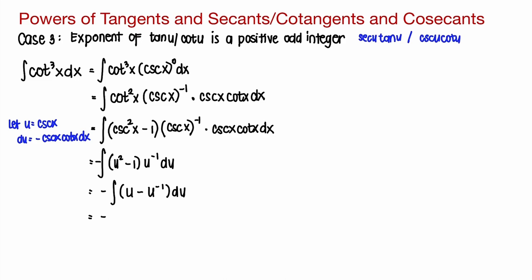So integrating, that's negative u squared over 2. What's the integral of u to the power of negative 1? That's ln of u plus c. So our answer, we're going to distribute this negative. So negative and negative will become positive. So ln of cosecant x minus 1/2 cosecant squared x plus c.